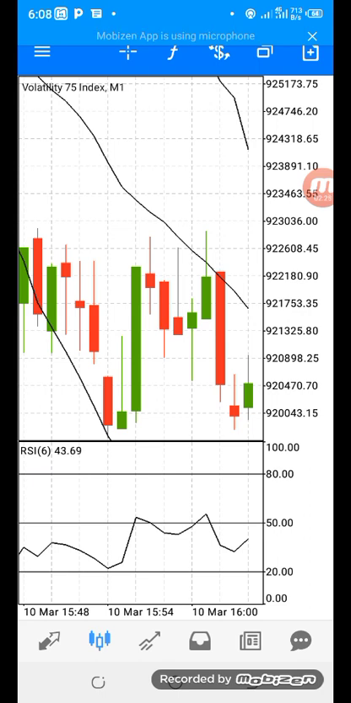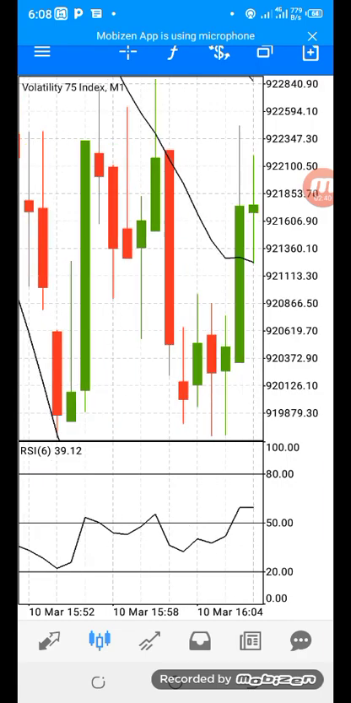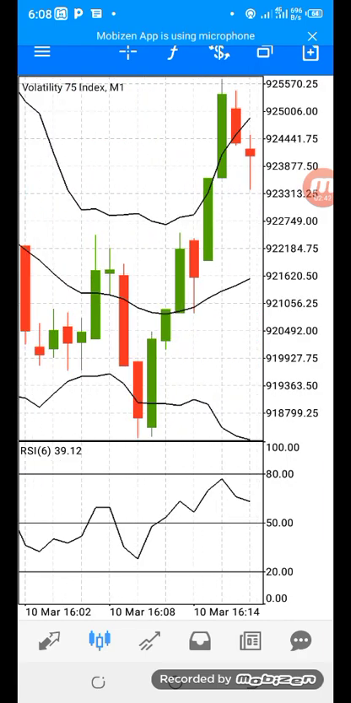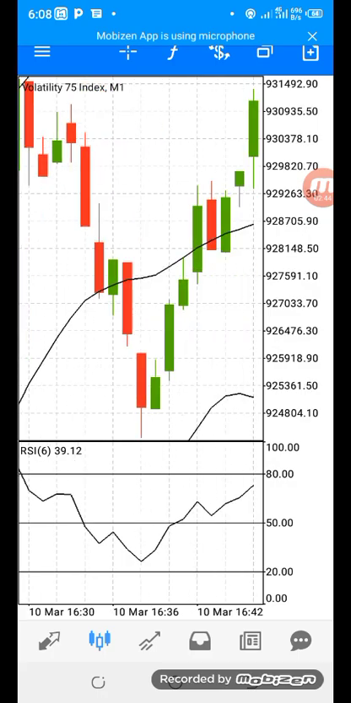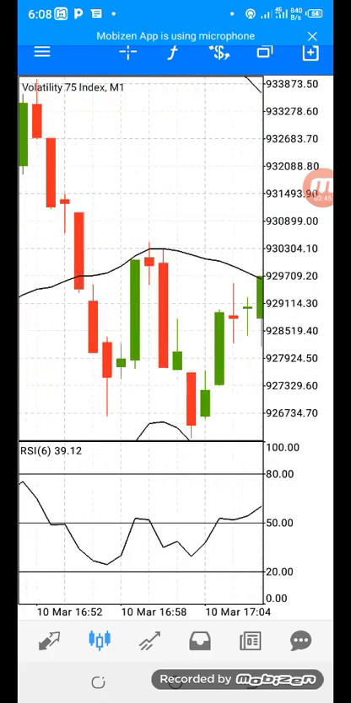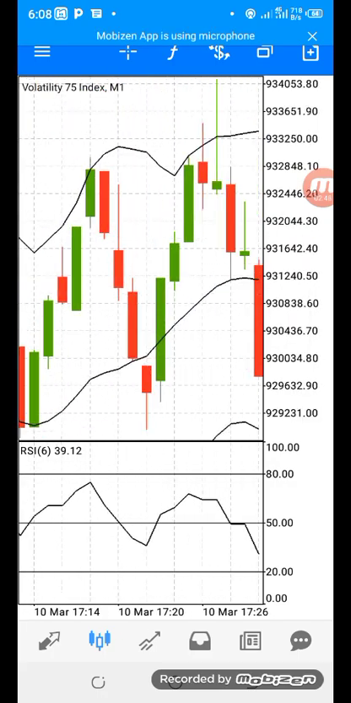If you are using your laptop or the MT5 platform, you need to set up all the volatilities on the platform so that you'll be checking one after the other to know if you have a valid signal. Now, as we are checking, let's continue checking.